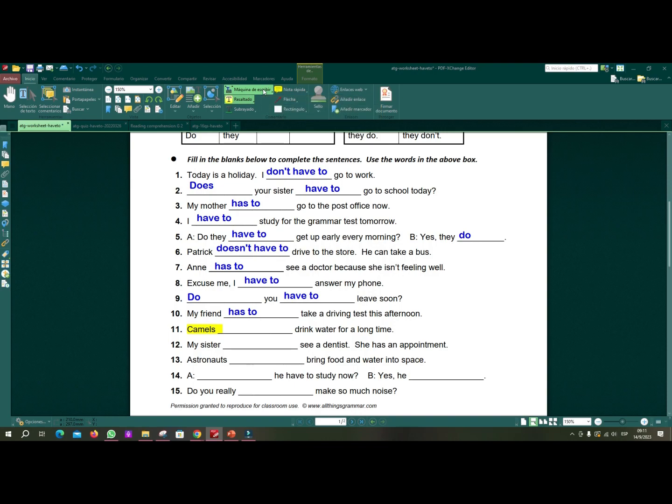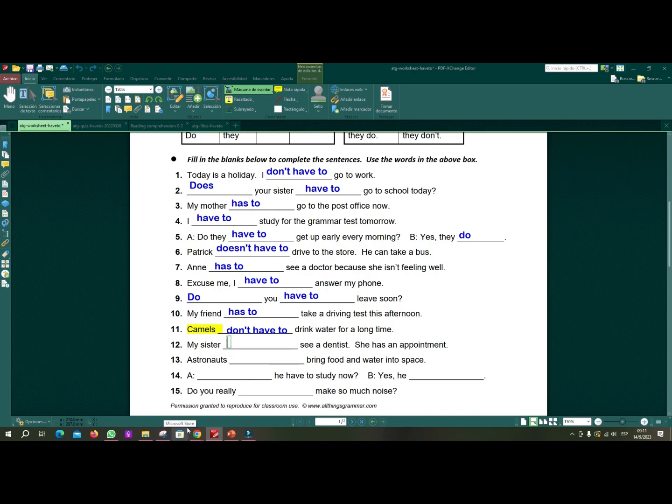So in this case, it will be like a negative one, right? So camels don't have to drink water for a long time. Camels should not drink water for a long time. It would be like that is possible for them, right? So in our cases, we need to drink, or we should drink a lot of water, right?